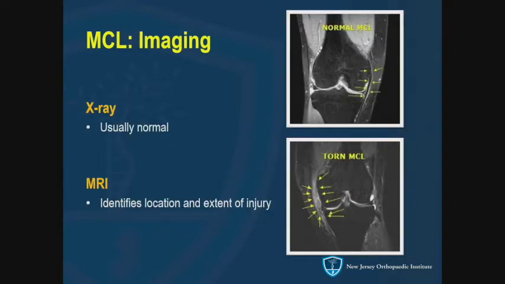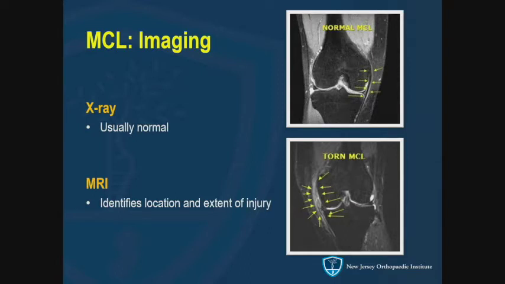Typically, X-rays on these are normal. We will get MRIs, and sometimes with the more subtle MCL injuries, if it's not that obvious, it can be somewhat confusing on exam with a meniscus tear. We'll get into meniscus tears in a little bit, but you'll have tenderness on the medial side. So MRI can be quite helpful in distinguishing if it's just an MCL or if it's a meniscus, which can be hard to tell sometimes on exam.